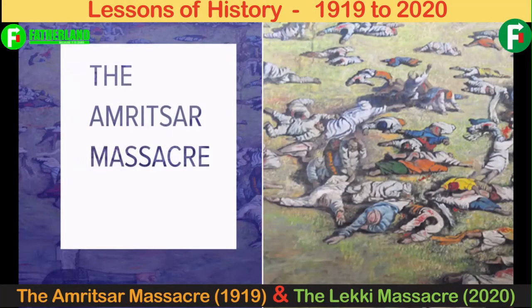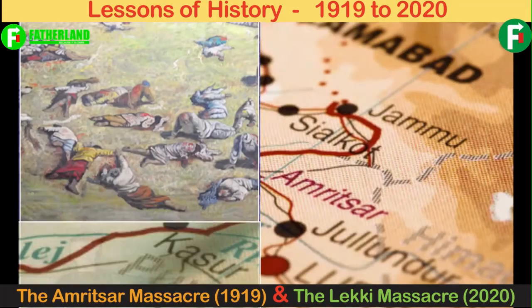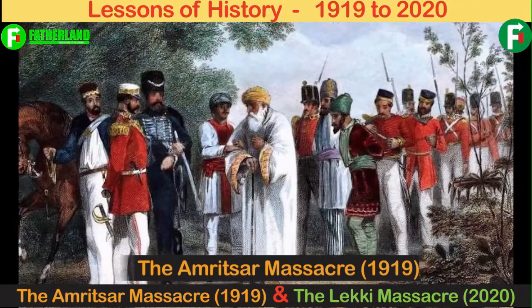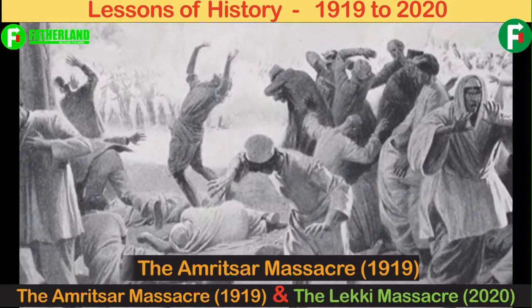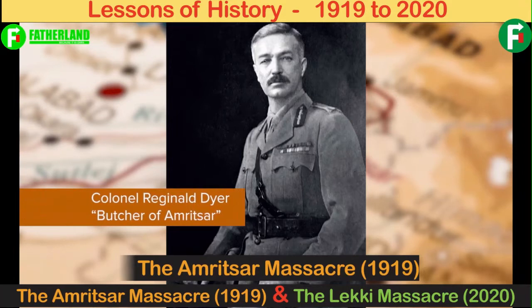Divide and rule was the motto of British colonialism in India. And the year 1919 saw a classic example of this policy in action, when hundreds of unarmed, peaceful civilians in Punjab were shot by British soldiers under the command of the now infamous Butcher of Amritsar.